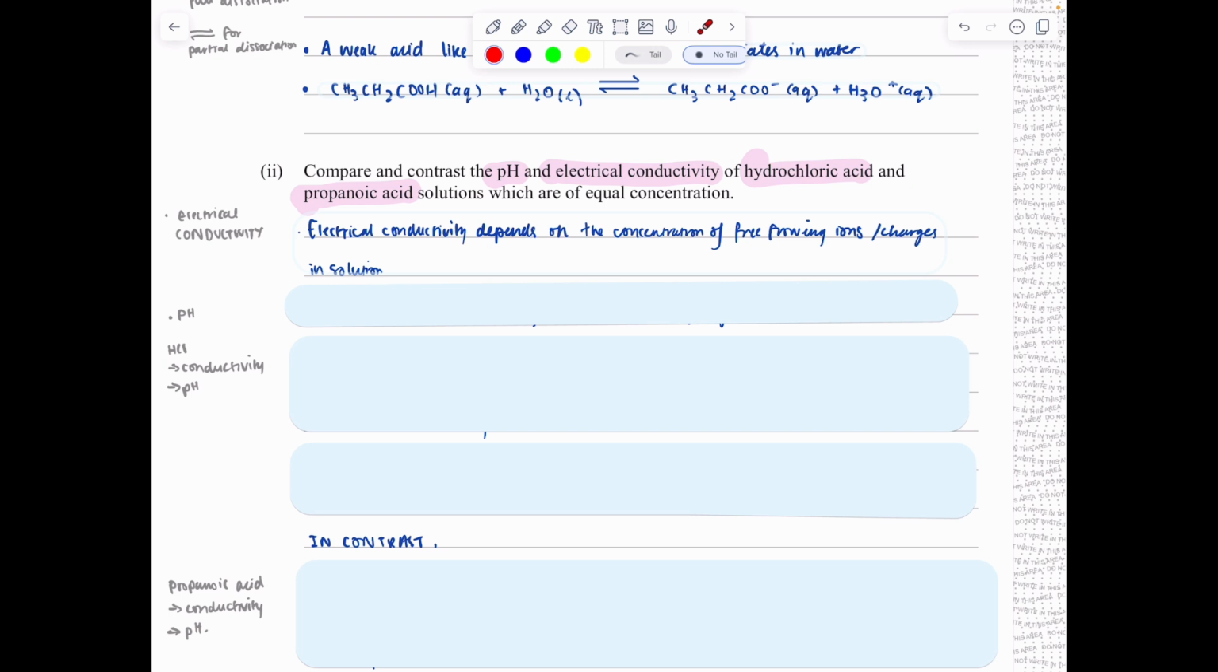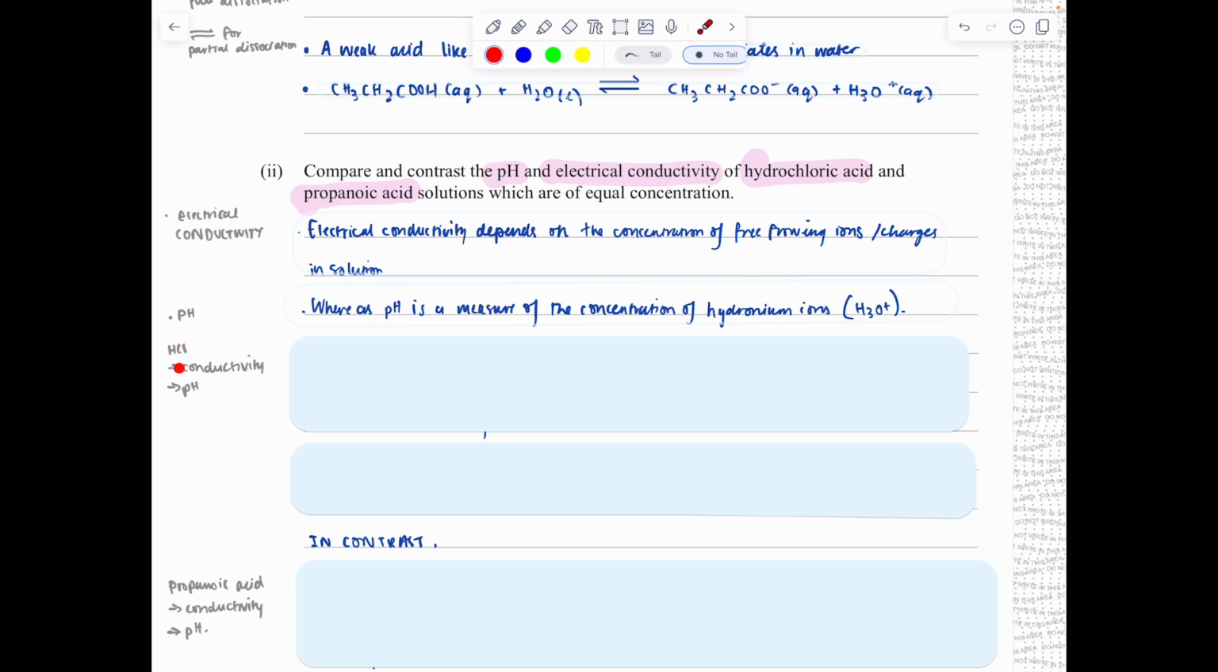Anyways, electrical conductivity depends on the concentration of free-flowing ions or charges in a solution, okay? pH, in general, is a measure of the concentration of hydronium ions, which is H3O+, okay? So the more H3O+ ions there are, the more acidic something is. The fewer hydronium ions there are, the weaker the acid is, okay?